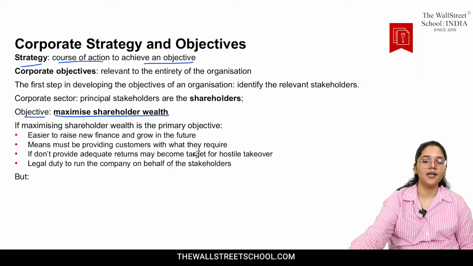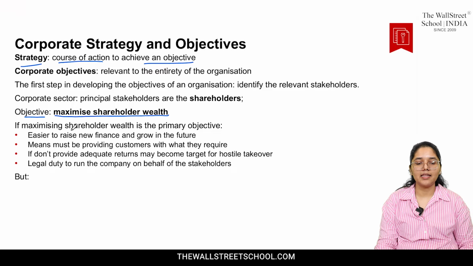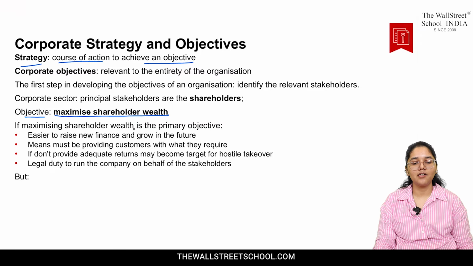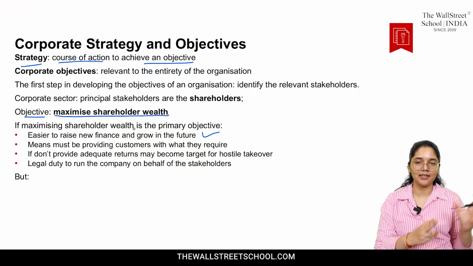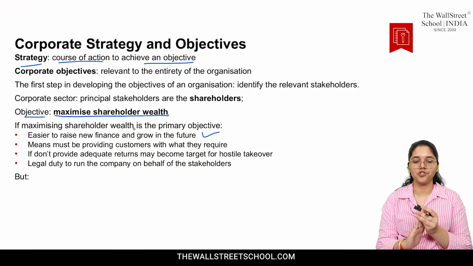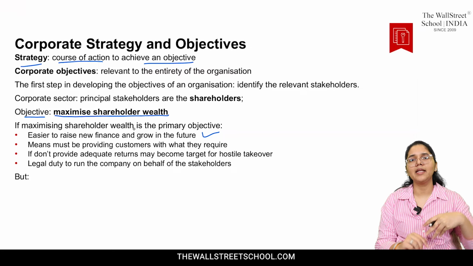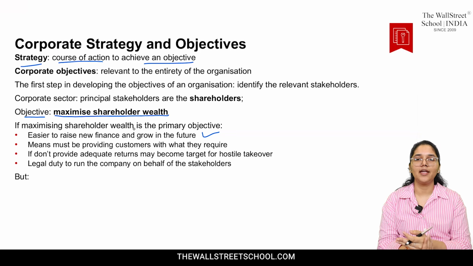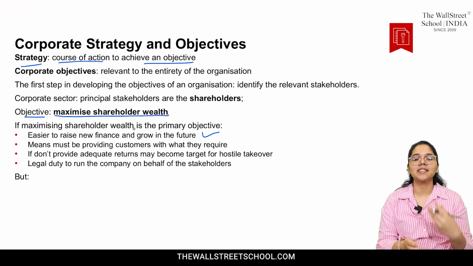Now let's head further. If you see that maximizing the shareholder wealth is the primary objective, then obviously it is going to come with a few consequences. So what are the consequences? Firstly, it is going to be easier to raise new finance and grow in the future. If historically till now you have been giving good returns to the shareholders, they will not mind putting in some more investment so that that money can also grow. So if a company is actually maximizing the wealth for their shareholders, they will find it very easy to raise new finance and ultimately grow in the future.